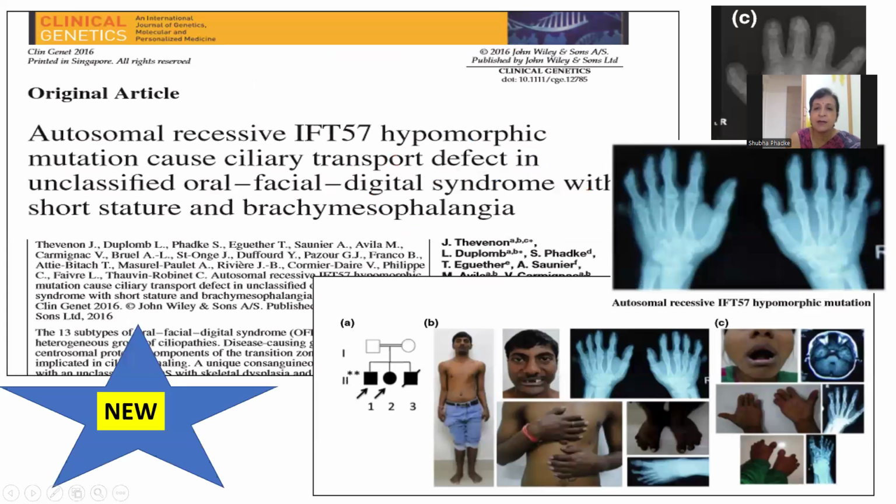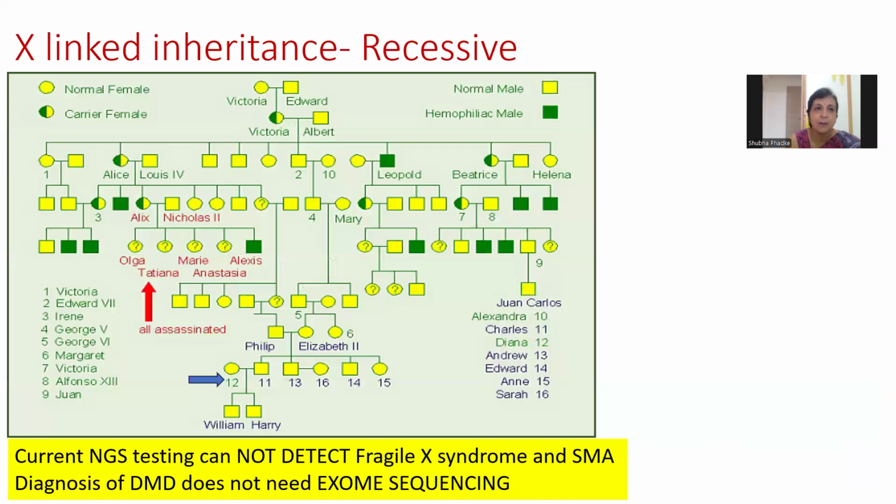Another family which was reported by us as an overlap between orofaciodigital syndrome and Ellis-Van Creveld syndrome. We could identify a gene in a ciliopathy group of genes, which is a novel gene for this particular phenotype.